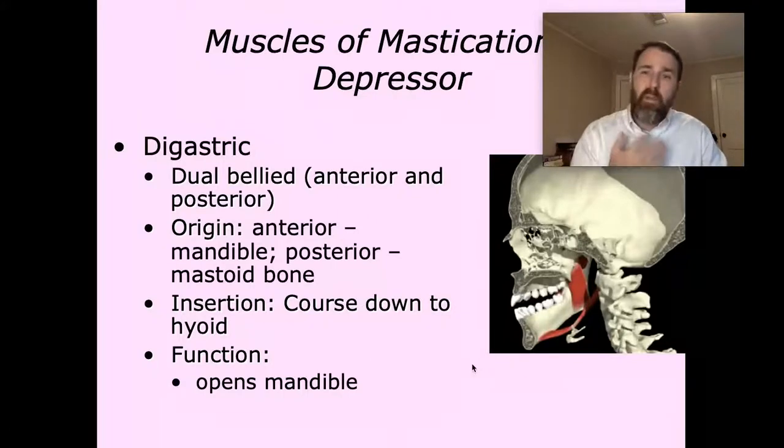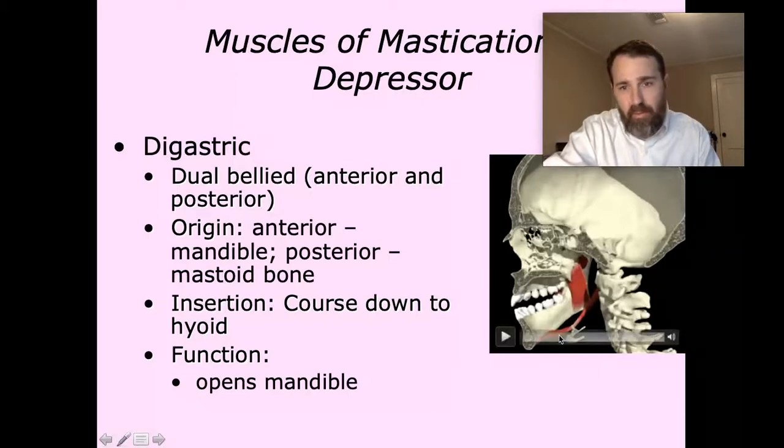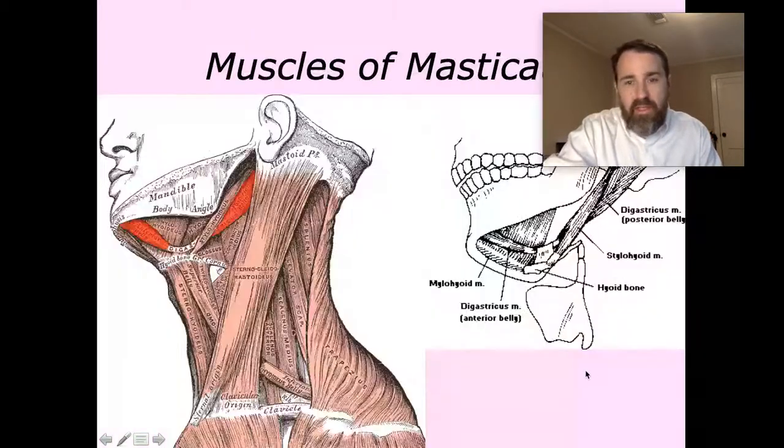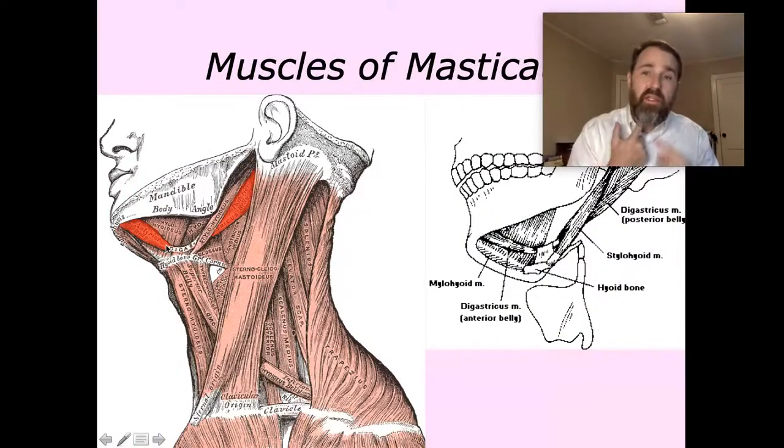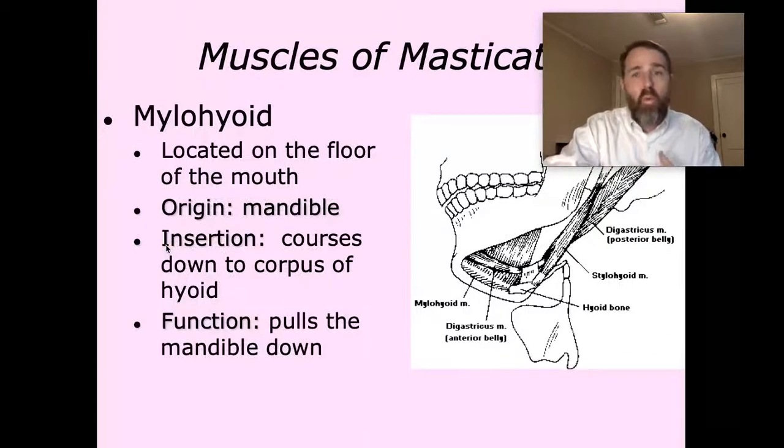But assuming the hyoid stays where it is, you can see that if this muscle contracts, if you shorten the distance between the back of the mandible and the hyoid bone, you're going to be depressing the mandible. So that digastric muscle, in the context of the mandible, works as a depressor of the mandible.